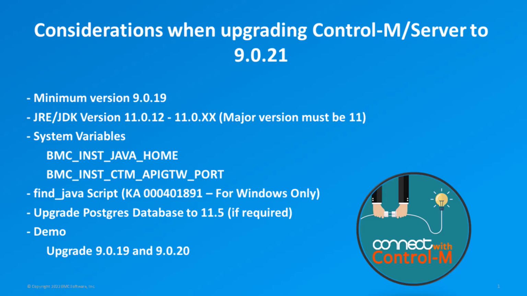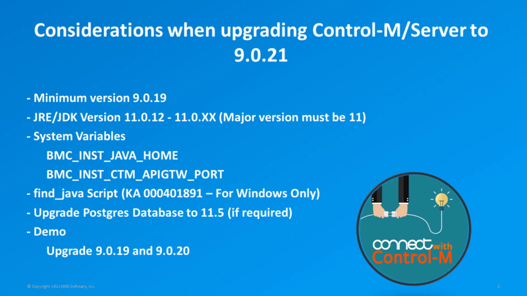If you are upgrading from version 9.0.20 and chose not to upgrade Postgres during that time, the DB version will remain the same. You are required to manually upgrade your Postgres database after the installation. However, if you installed a new Control-M with 9.0.20, the Postgres version will already be 11.5 and there will be no requirement to upgrade the database after installation.